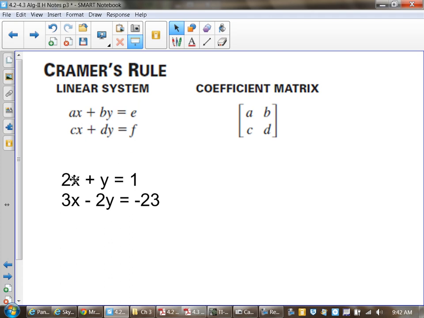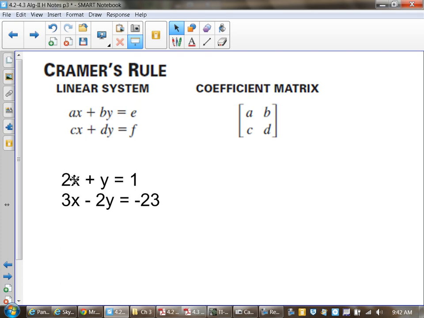Now, you will find out that Cramer's rule is a little tedious for 2x2s. It takes a little bit of time, but it's very easy to see how it works with the 2x2. Cramer's rule is great for anything larger. 3x3s, 4x4s. Using Cramer's rule is a piece of cake to solve systems.